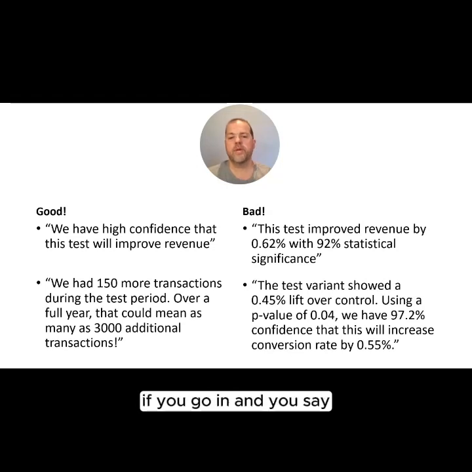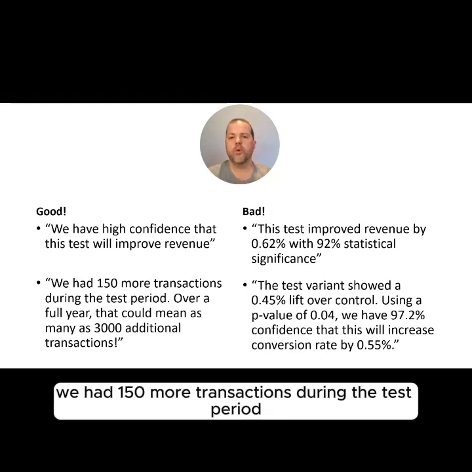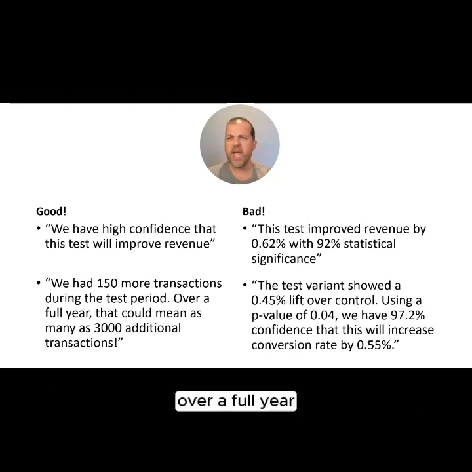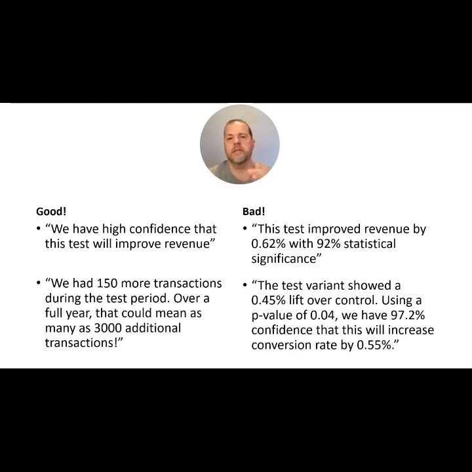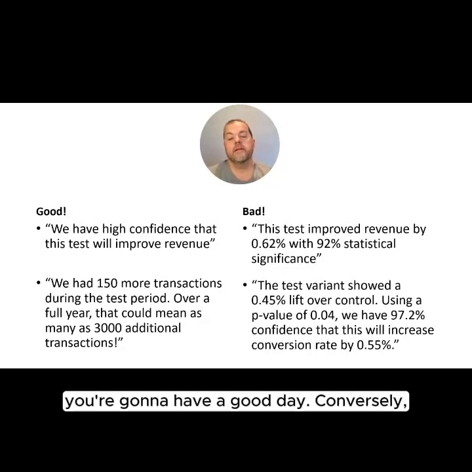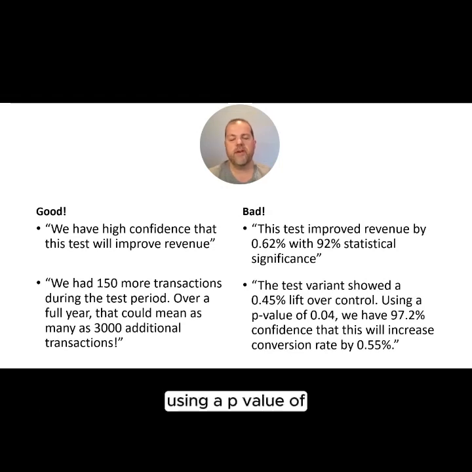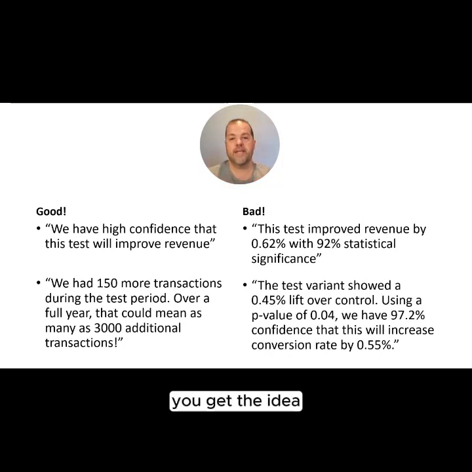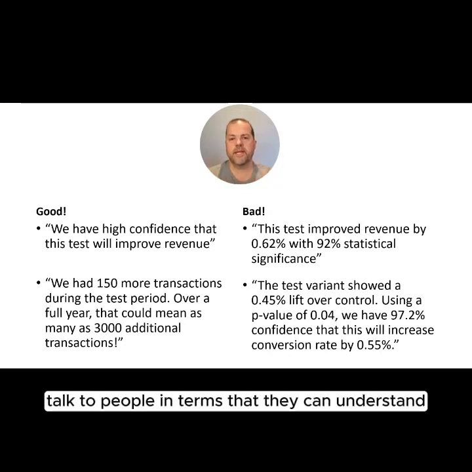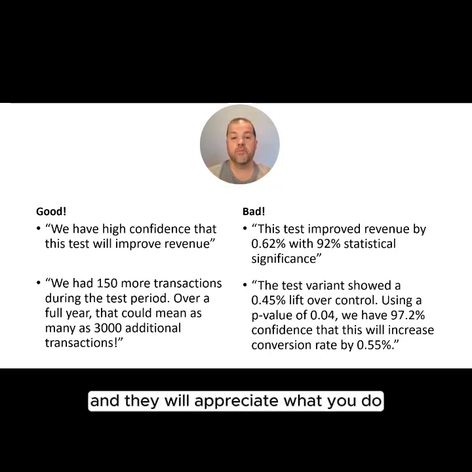Similarly, if you go in and you say, we had 150 more transactions during the test period, over a full year, that could mean as many as 3,000 additional transactions, you're going to have a good day. Conversely, if you go in and you say the test variance showed a 0.45% lift over control using a p-value of... you know what, I'm bored myself. I don't even want to talk to the rest of the line. You get the idea. Talk to people in terms that they can understand, and they will appreciate what you do.